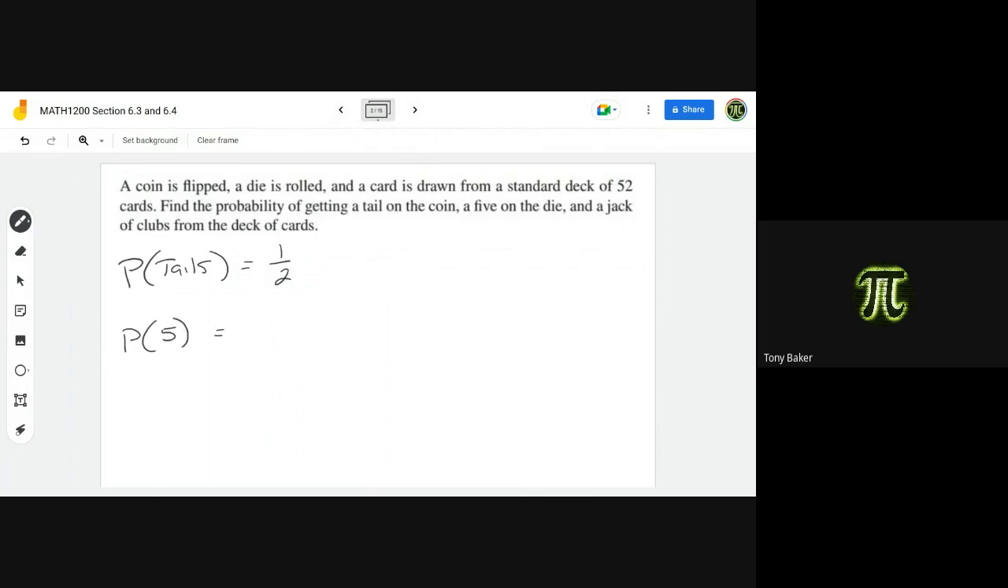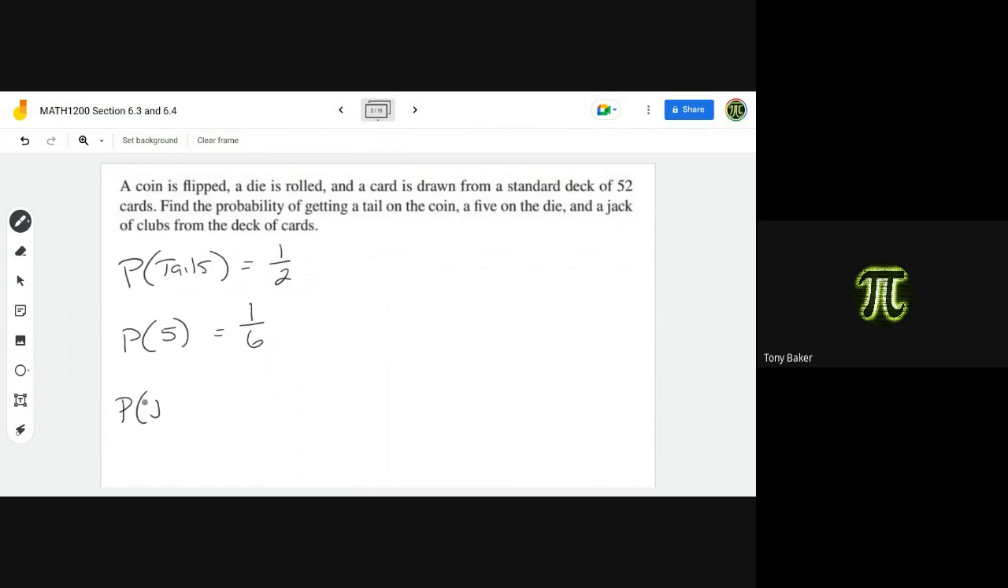1 out of 6. As long as it says a die and doesn't give you any qualification, it's a standard 6-sided die. Okay? If they want a different size die, 10-sided, 20-sided, 4-sided, whatever else, they will say that number-sided die. So if it just says die, expect it is a standard 6-sided die.